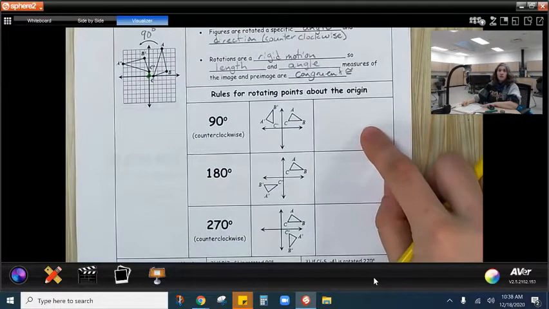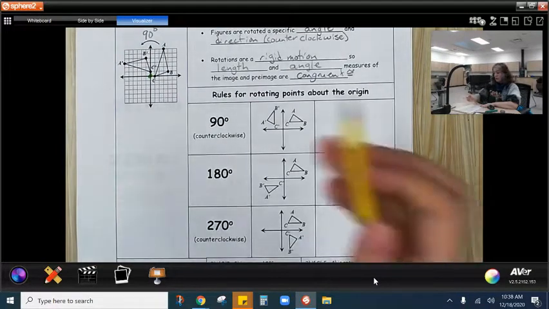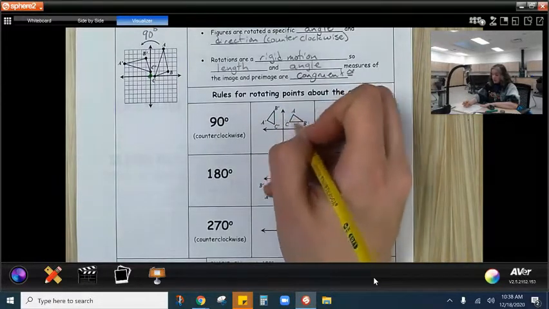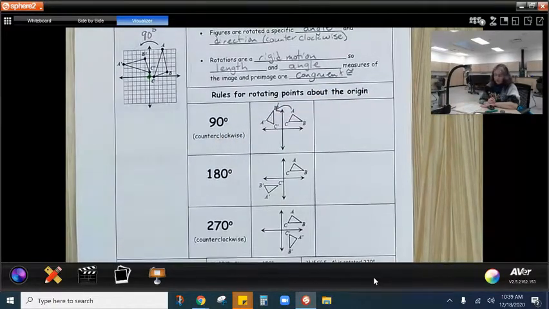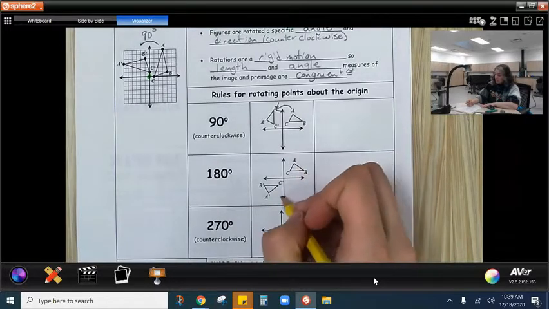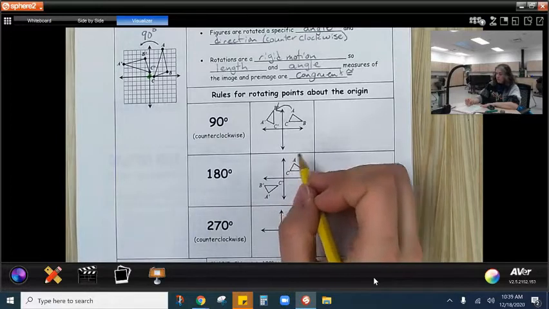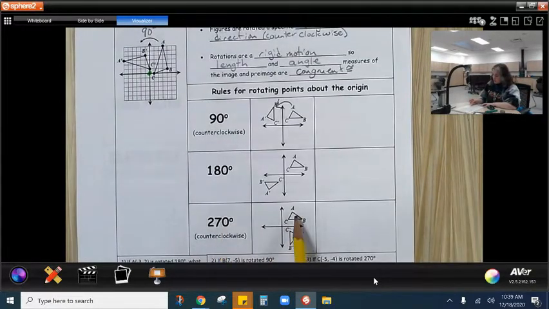I'm not going to tell you what the tricks are. All right, I don't want you to necessarily know those, but I want you to be able to look at these and say, okay, here's my image. I'm rotating it from my pre-image to my image. So that was a 90 degrees counterclockwise. 180 is really when it goes from being like this to being like that, right? It rotates. And then the last one here is a 270.